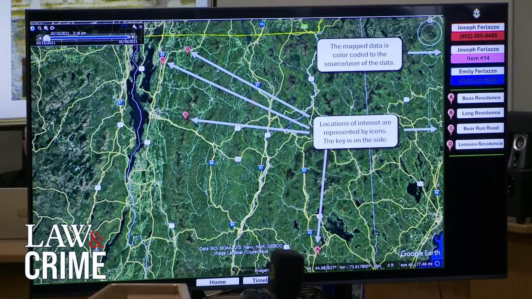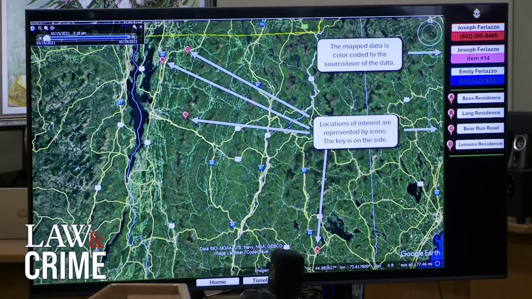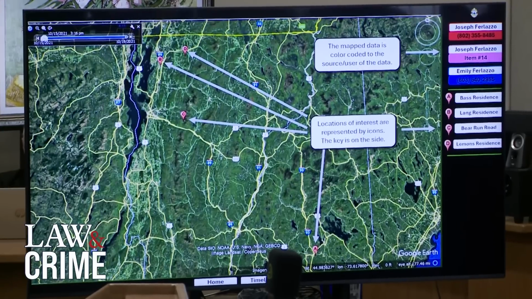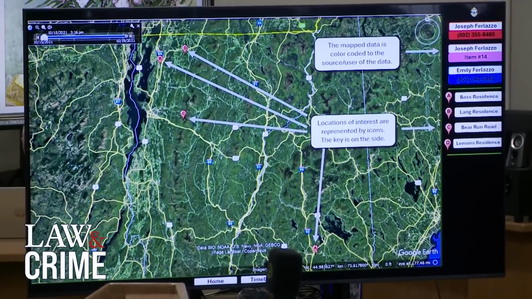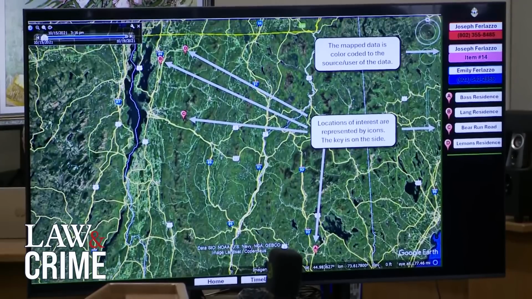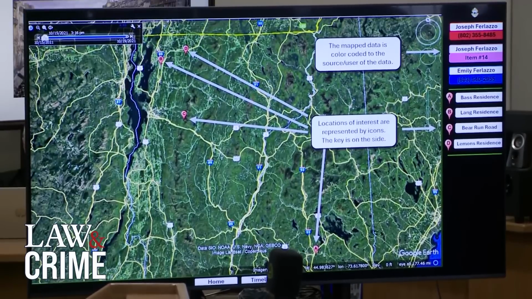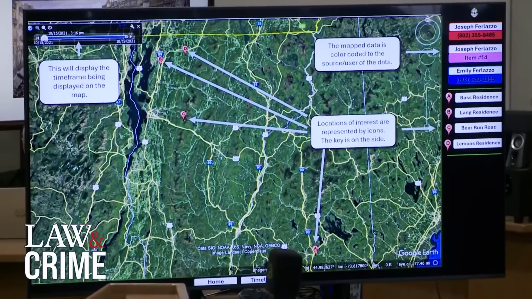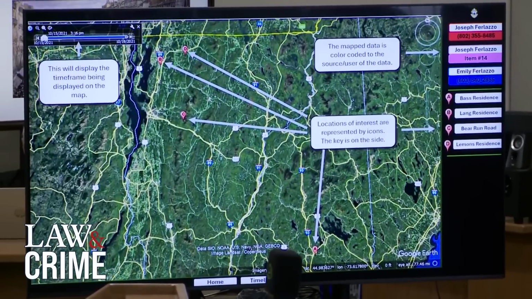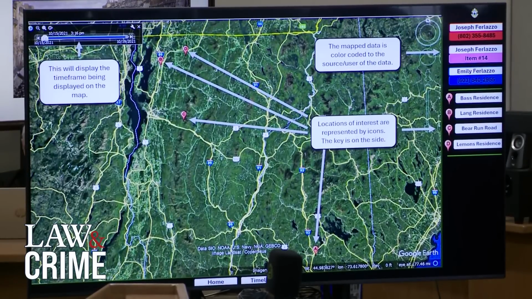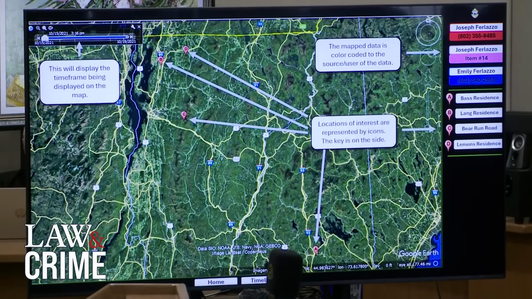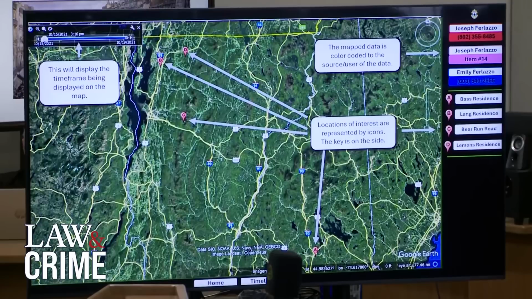All of the locations of interest are designated by icons. The legend is over on the right-hand side to show what those icons are in reference to. Again, this is Google Earth. This is the program that I use to look at these maps. Up in the upper left-hand corner is going to be a timeline slider. This is going to move throughout the presentation. It's going to represent the time frame that is being displayed on the map at that given time. For the most part, this is going to be in about a 5-minute increment, but there's a couple of times where it's going to fluctuate throughout the exhibit.